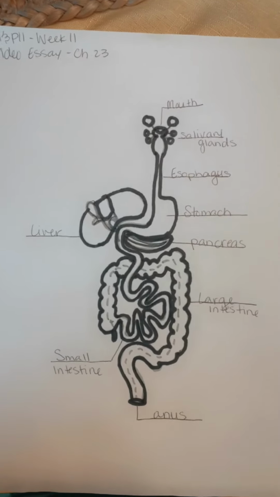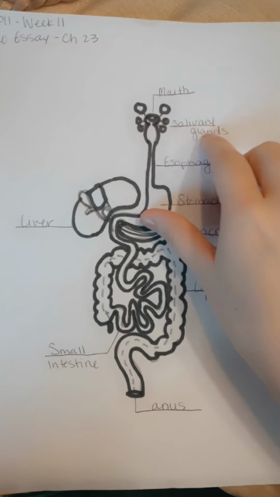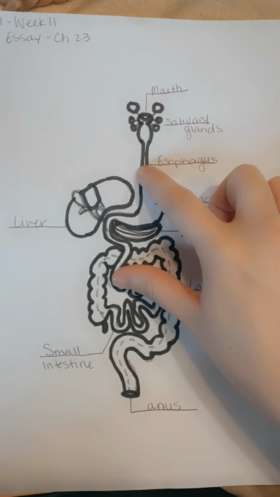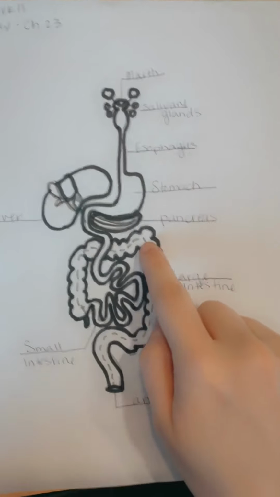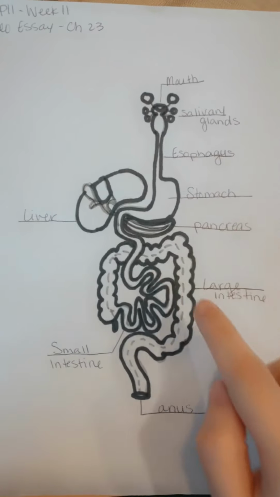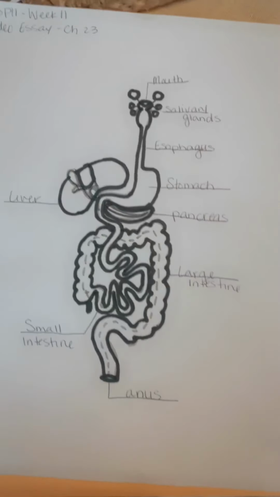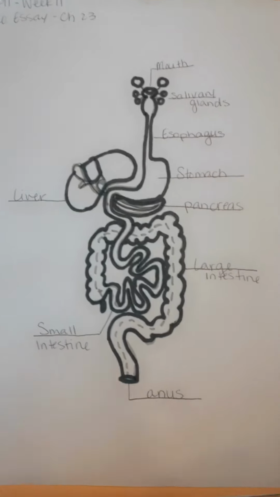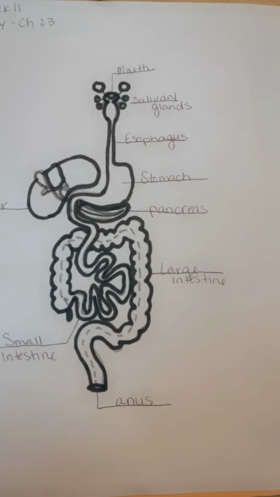So here's my simple little drawing. You can see I've labeled the mouth, the salivary glands, the esophagus, the stomach, the pancreas, the large intestine, the small intestine, the anus, and the liver. So instead of using arrows, I'm just going to show you and talk through it.